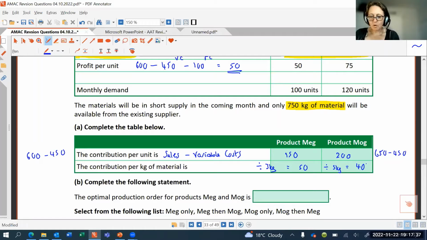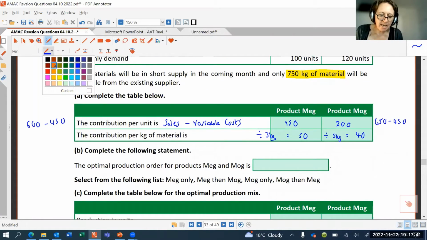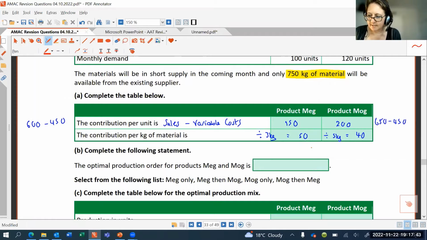So in terms of an order then, my order of preference, would you agree I would rank these MEG being the most favourite and MOG coming a close second. So it's going to be MEG and then MOG. And that helps me with part B of the question, the optimal production order. It's MEG and then MOG.